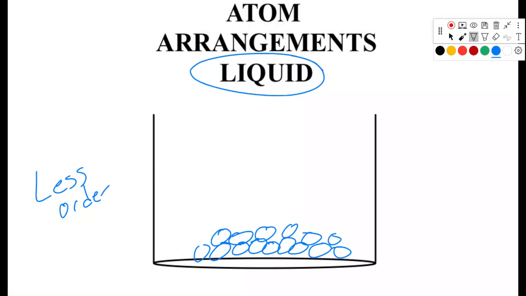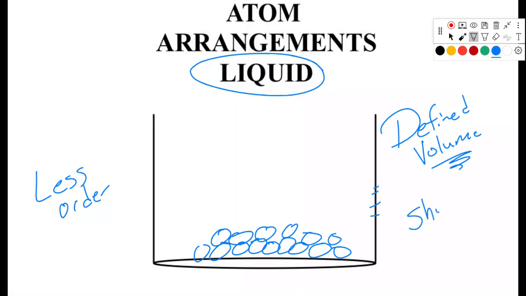Think about what it has defined. It has a defined something, defined shape or volume. Hopefully you said it has a defined volume. Depending on what container we put it in, we can measure that volume, like with a graduated cylinder. We have a defined volume. There's only so much liquid in there. But its shape is going to depend on the container it's in.